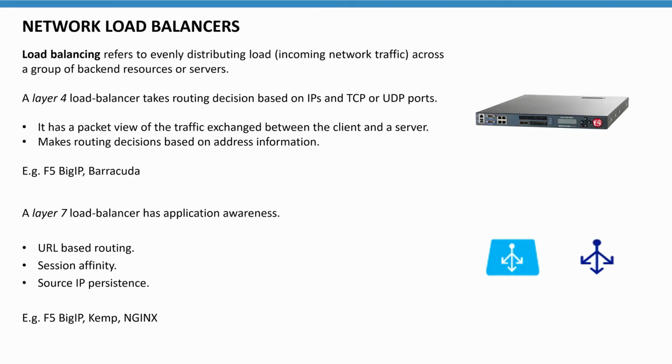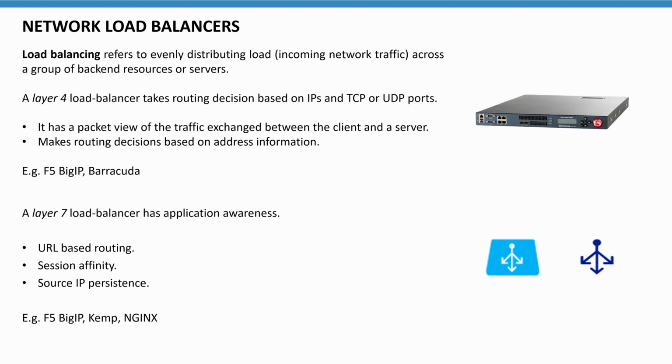Network load balancers. Load balancing gives failover. It also distributes the load across multiple backend servers or resources. There are two types of load balancing, layer 4 and layer 7. Layer 4 works on the TCP level. It knows about the IP and port. Layer 7 is a content-aware load balancer.